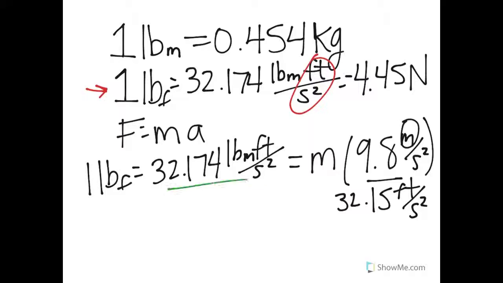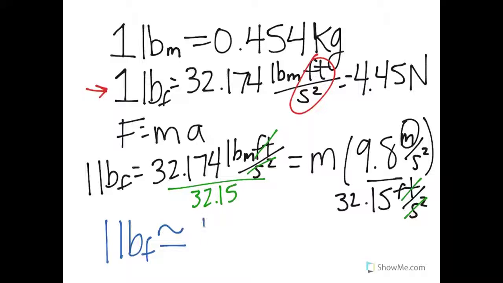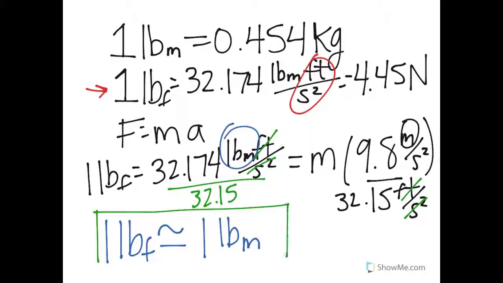So, if I divide this by that 32.15 feet per second squared, my feet cancel and my seconds cancel. So, I'm left with this: 1 pound force is approximately equal to 1 pound mass, which is what I have left right here. And that's a simple conversion to remember.